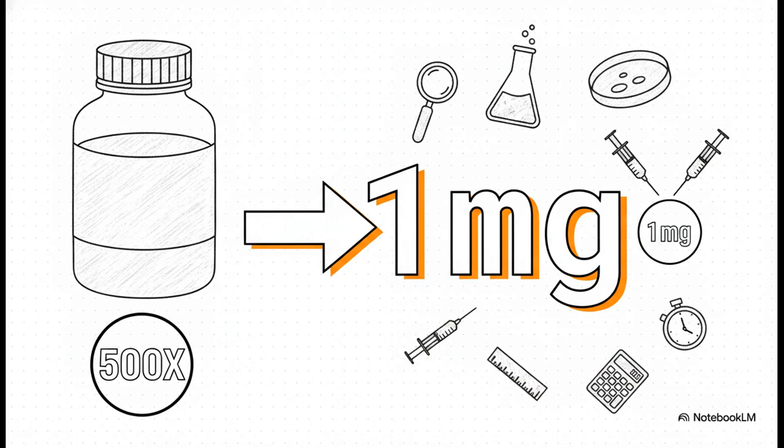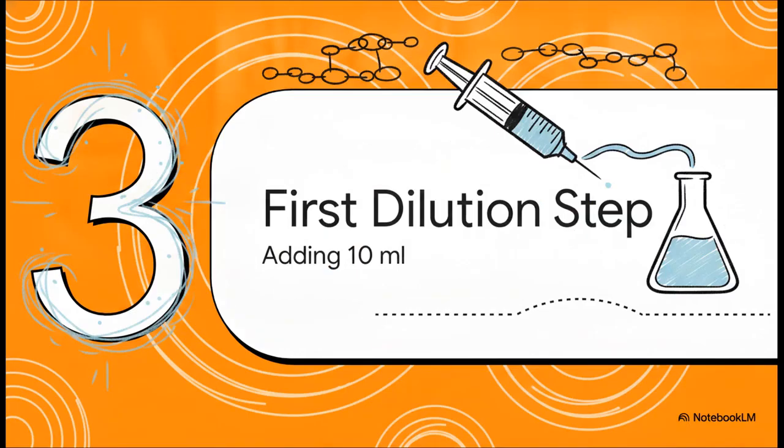Contrast that massive powder vial with our ultimate microscopic target. We need just 1 milligram of medication to safely treat the eye. Think about that scale for a second. We have to perfectly reduce our starting material by a factor of 500. And we have to do it in a way that is easily replicable, perfectly sterile, and mathematically flawless while under immense clinical pressure. So, how do we safely get from 500 all the way down to 1 using just standard medical fluids and syringes? Let's find out in Section 3, the first dilution step, adding 10 milliliters.